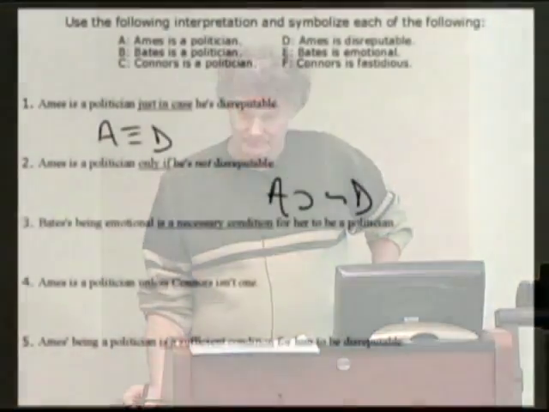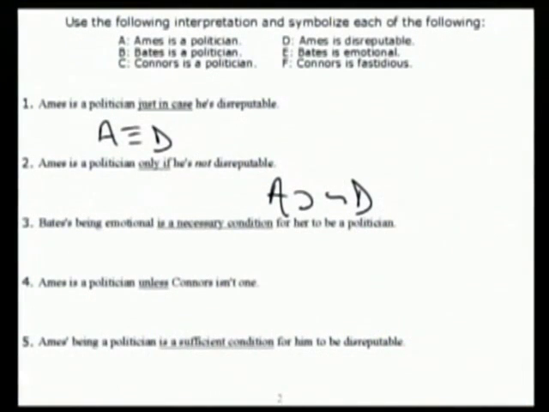Number 3, Mark? Is a necessary condition. I wrote B horseshoe E. That is correct. Is there any commentary or questions about that one? If you say necessary conditions, those two.